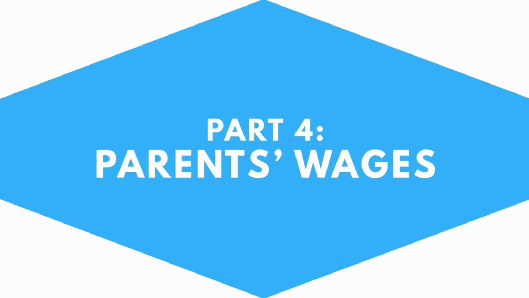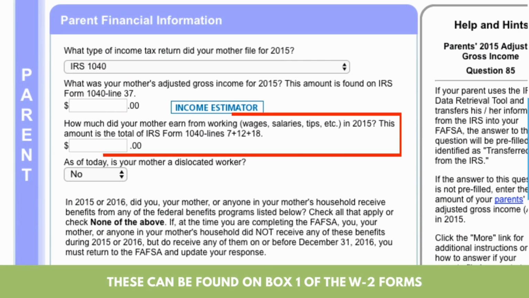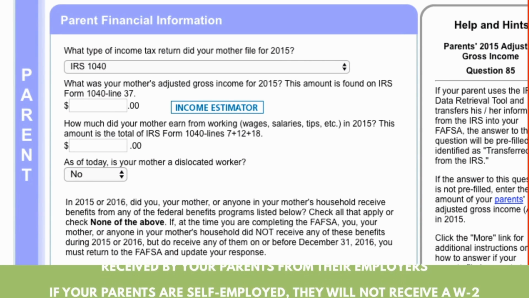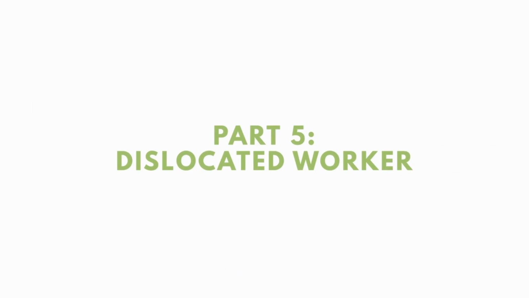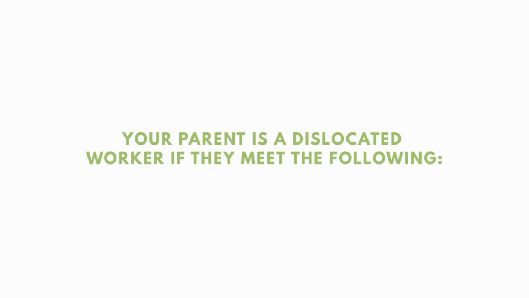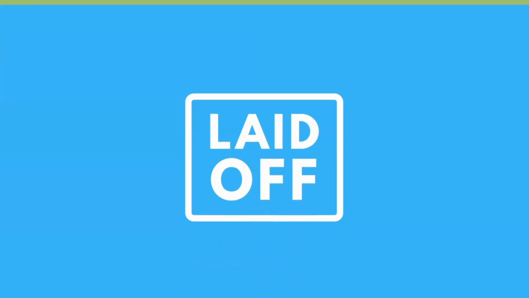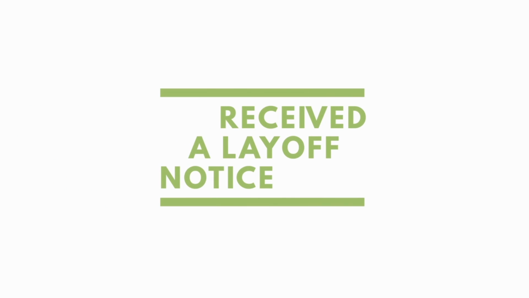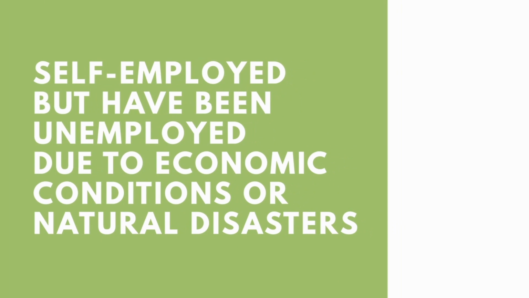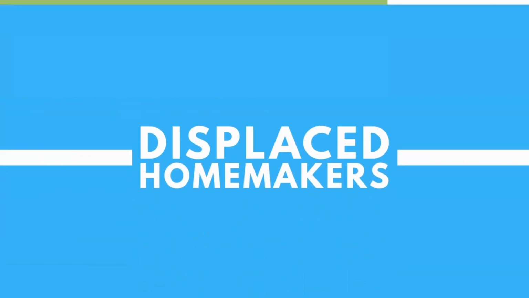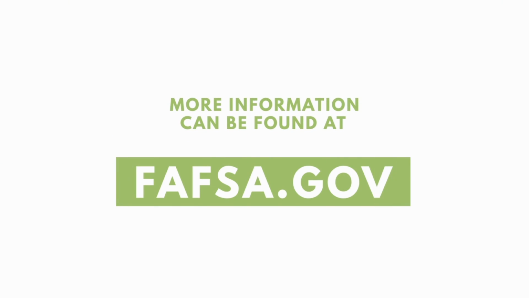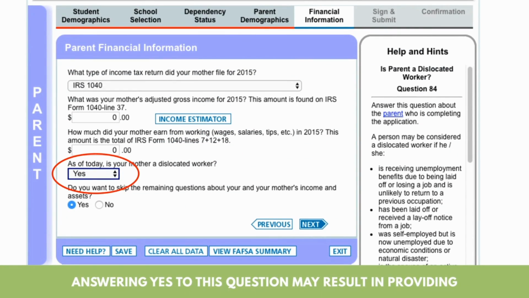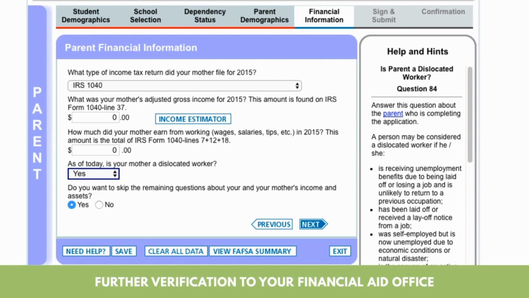Part 4. Parents' Wages. These can be found on Box 1 of the W-2 forms received by your parents from their employers. If your parents are self-employed, they will not receive a W-2. Part 5. Dislocated Worker. Your parent is a dislocated worker if they meet the following: have lost their job, if they have been laid off, if they received a layoff notice, if they are self-employed but have been unemployed due to economic conditions or natural disasters, if they are displaced homemakers. More information can be found at FAFSA.gov. Answering yes to this question may result in providing further verification to your financial aid office.